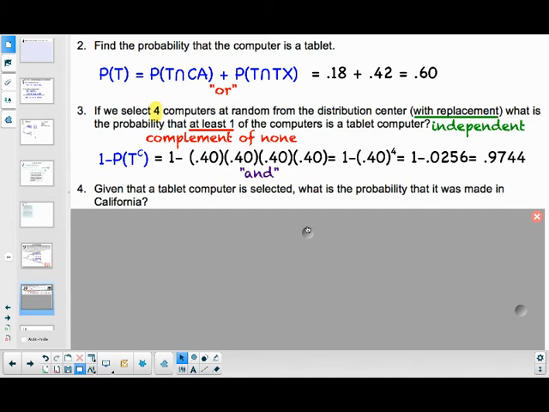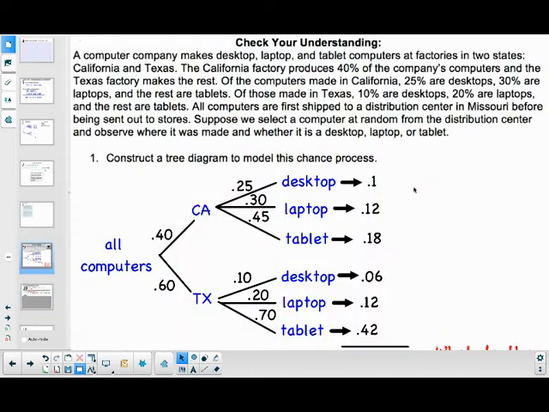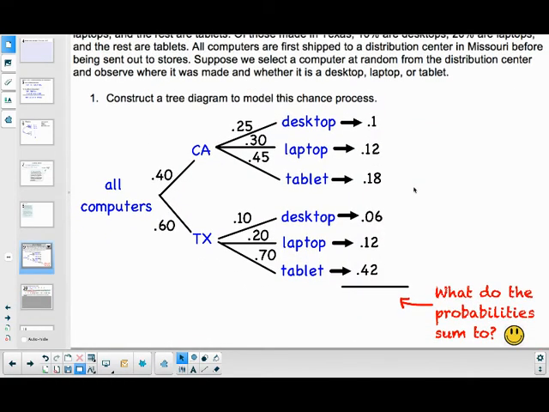Given that a tablet computer is selected, what is the probability that it was made in California? So given we know it's a tablet, what's the probability it was made in California? So of that 60%, what percent were from California?